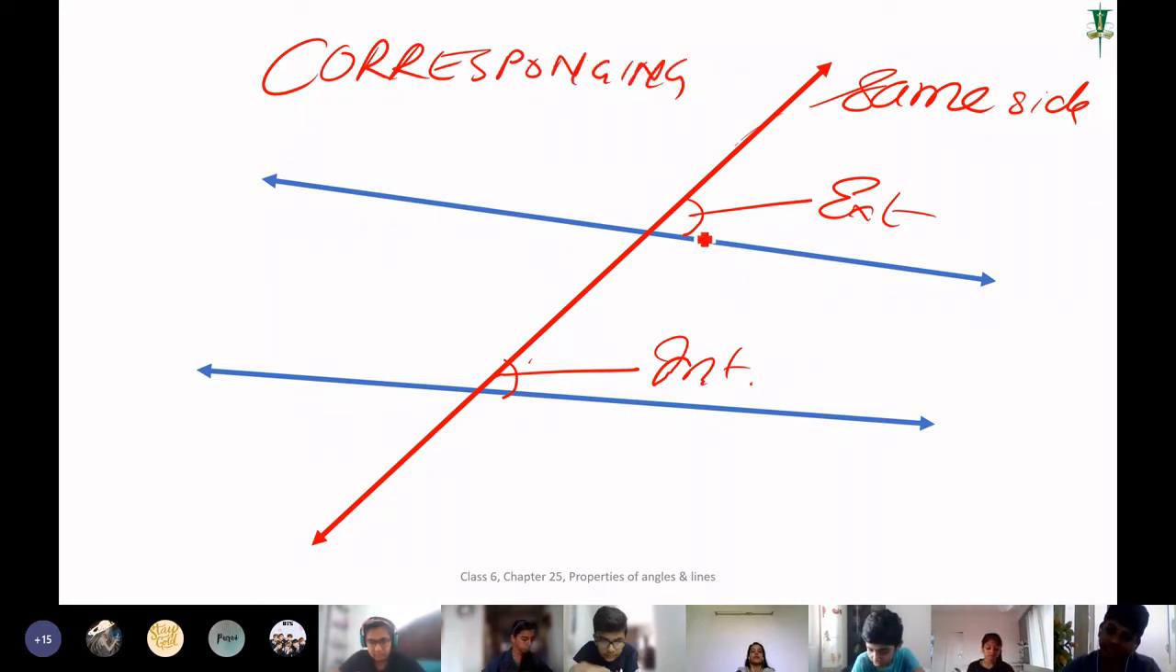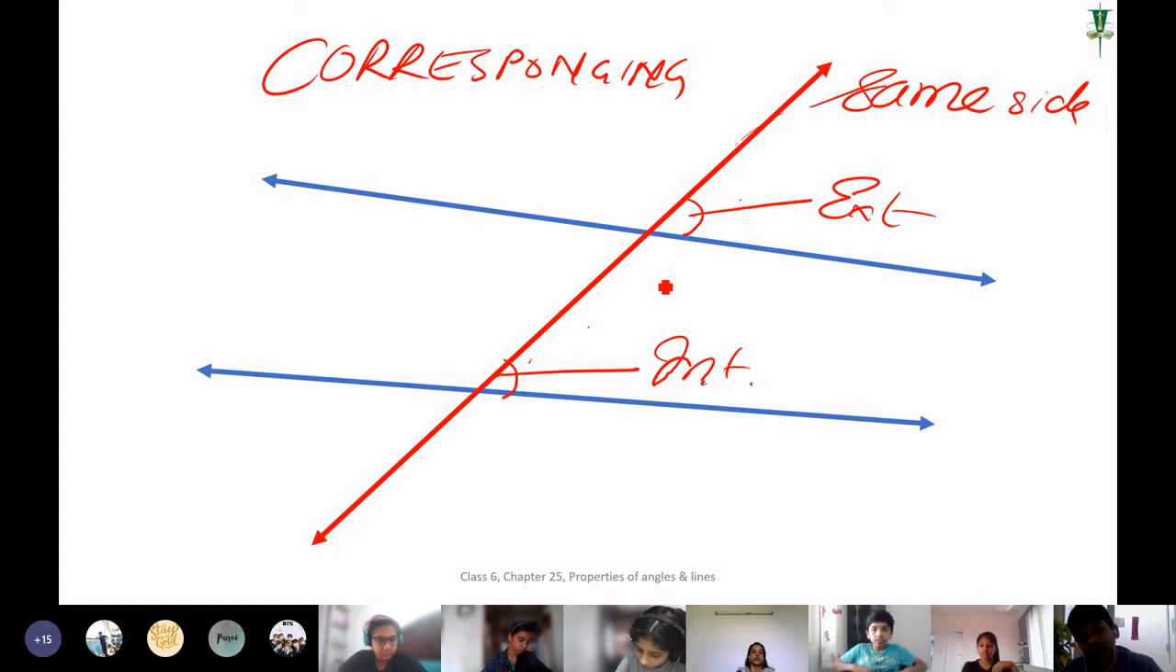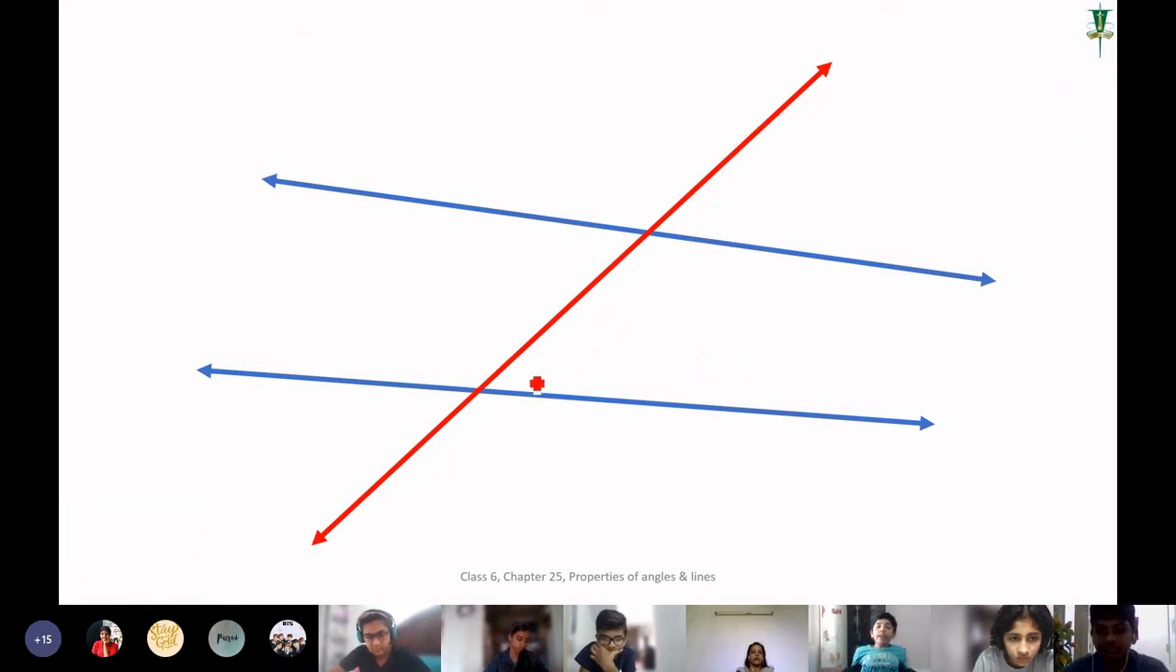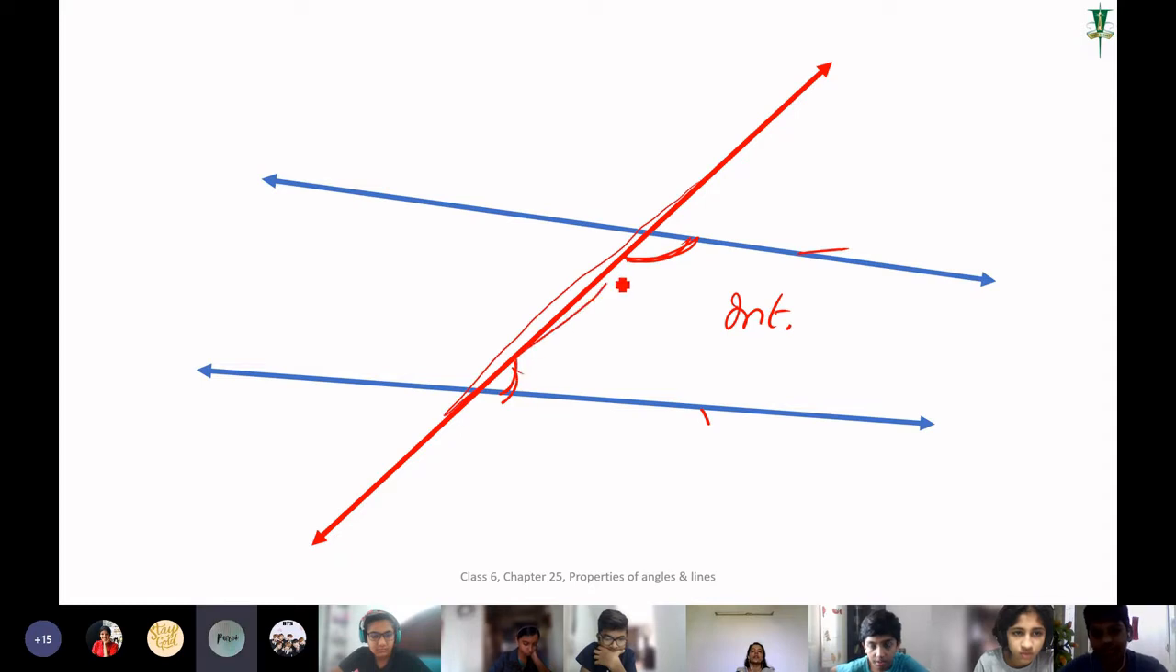Corresponding angles lie on different sides as regards exterior and interior, but as regards the transversal, they lie on the same side. So corresponding. What pair do these two angles form? As regards the blue lines, where are they lying? They're in the interior. And as regards the transversal, where are they lying? The same side. So it is co-interior.